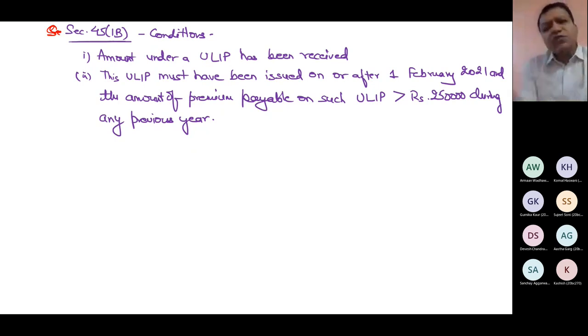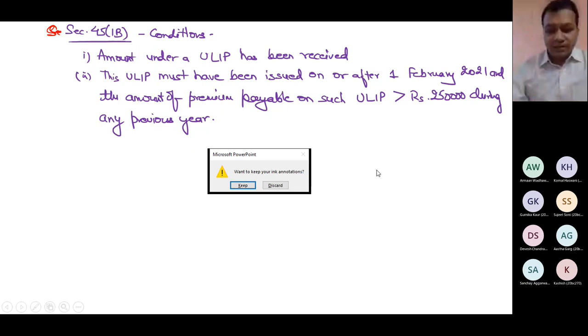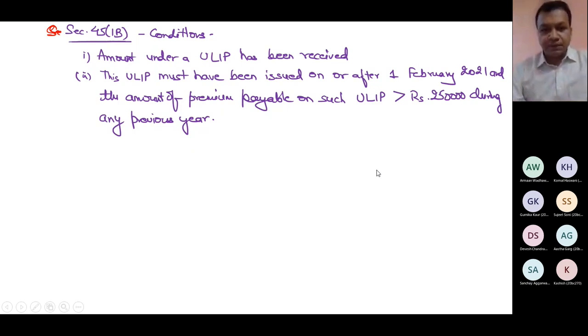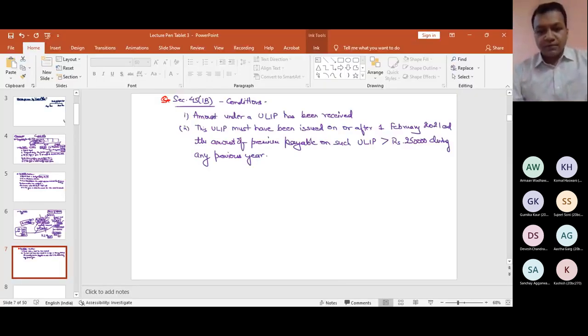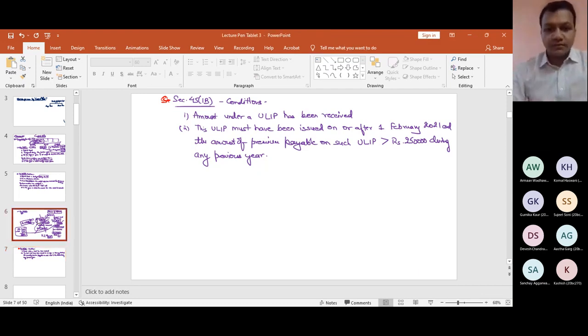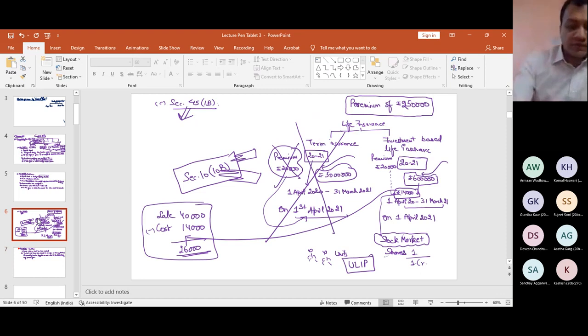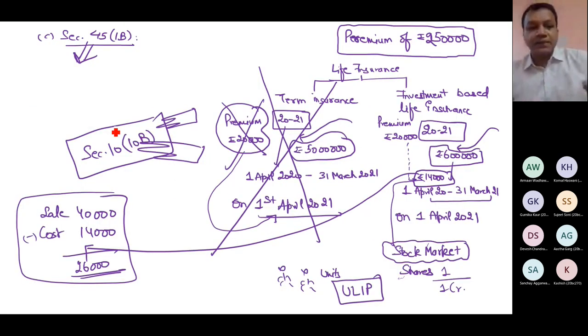Because in that case, when you receive the amount, section 10 clause 10D applies. It is 10D. I think I have written 10B. Yes, I wrote 10B, it was 10D. It is not 10B, it is 10D.